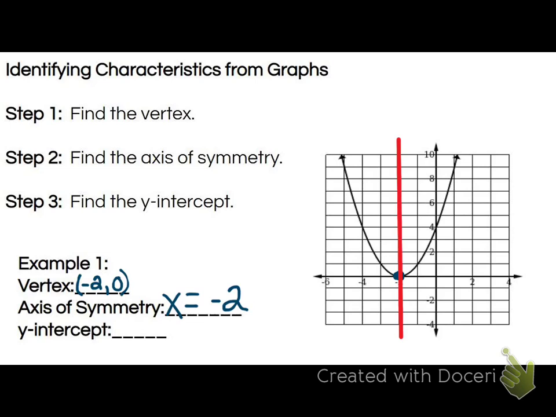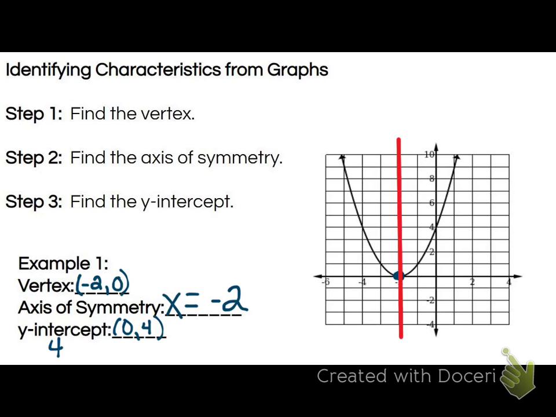Now the y-intercept. Where does my parabola cross my y-axis? What was it? I thought it was 4. You're right, it is 4. Now, my y-intercept is 4, so how would I show that as an ordered pair? 0, 4, because my x value would be 0, my y value would be 4. I would like to see it written as an ordered pair. Okay?